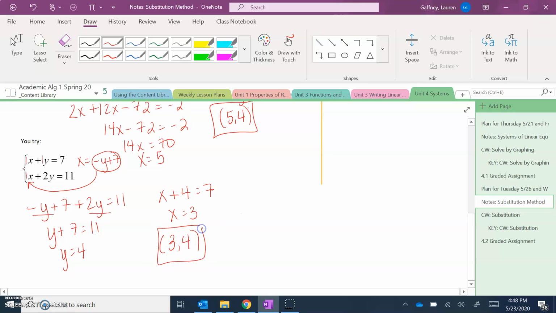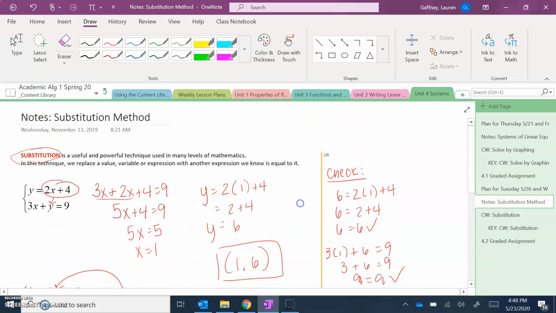Once again, you don't have to, but you can check them by plugging them into both of them and making sure it works in both of them. So this method is called substitution, hence the word substitute. We're substituting in for a value to solve.